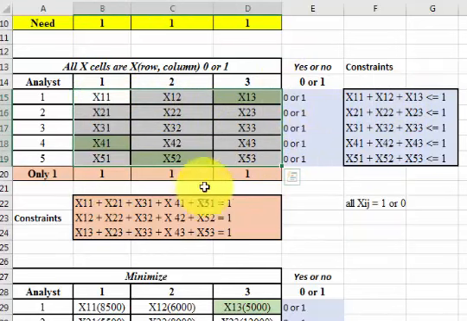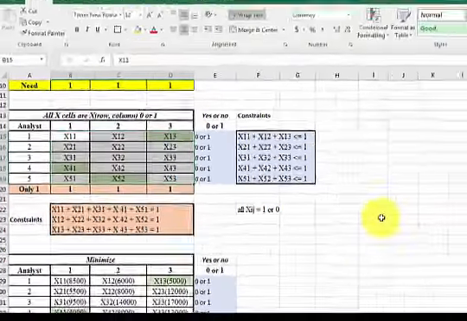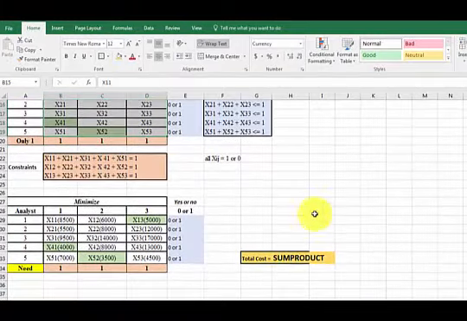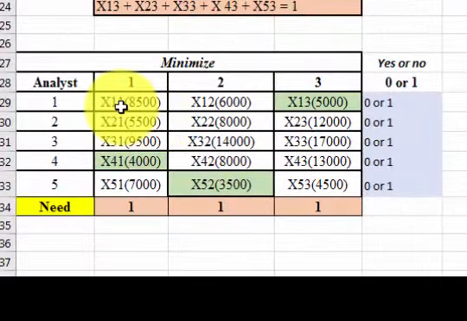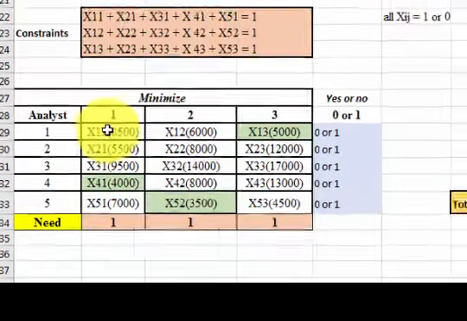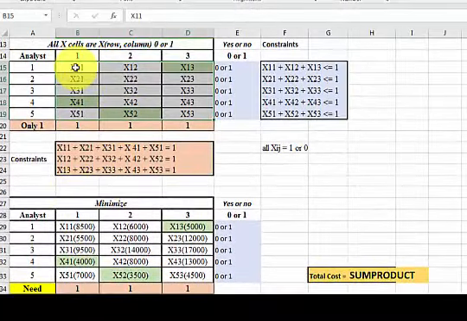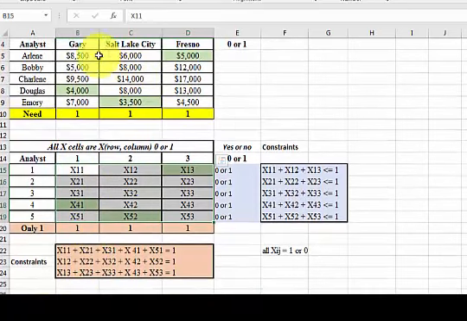Okay. But here are the constraints for the row totals. For column totals down here, here are the constraints. They can only sum to 1. So that means there's going to be a 1 in each column. Everything else is going to be a 0. And I need to minimize this, right? It's going to be a sumproduct. I'm going to take the first cell up here, which is either going to be a 0 or 1, times the $8,500. That's what it costs to move Arlene.